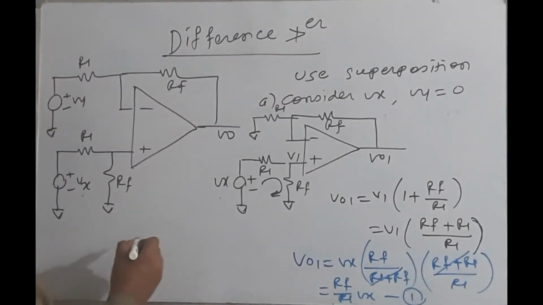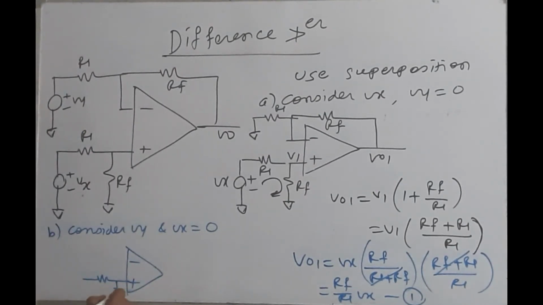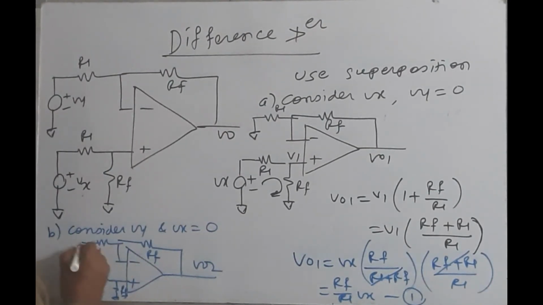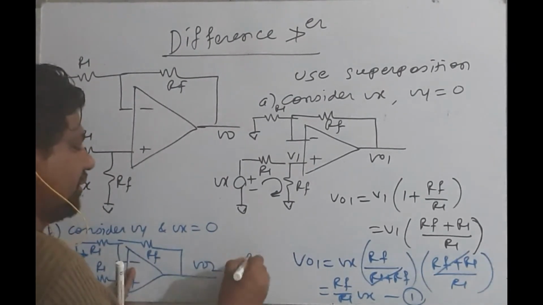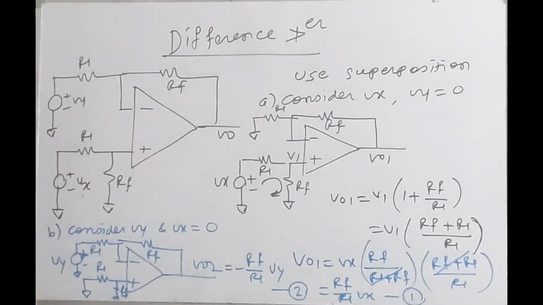Now the second point is that consider Vy, and Vx is equal to 0. So R1 parallel with Rf will behave as an offset minimizing resistor. V02, Rf, R1, Vy. So what is V02? Inverting amplifier, we have already discussed the inverting amplifier. So minus Rf upon R1 into Vy. Equation number 2.